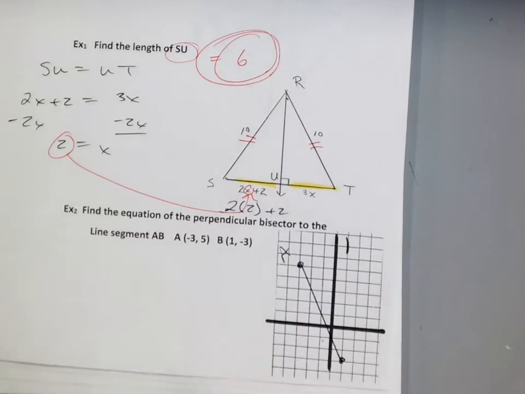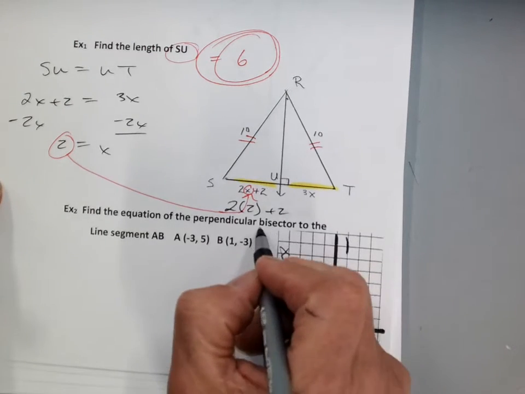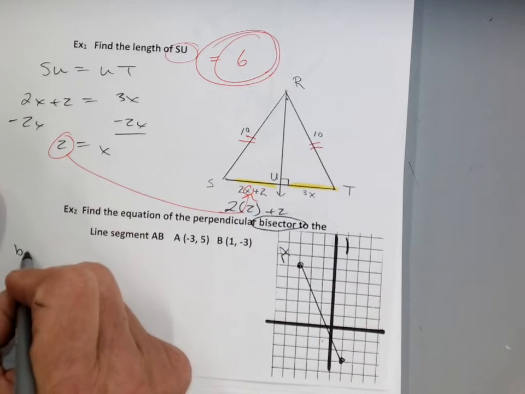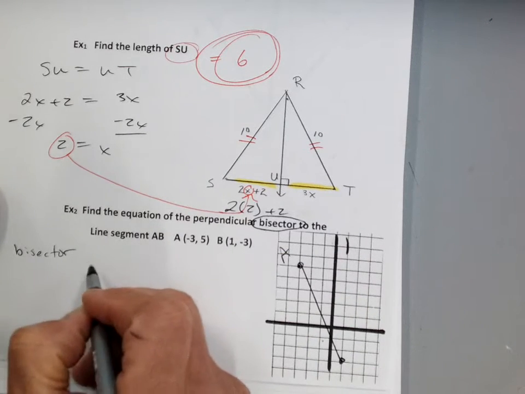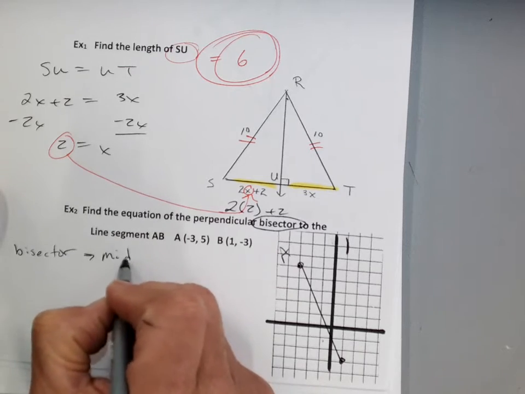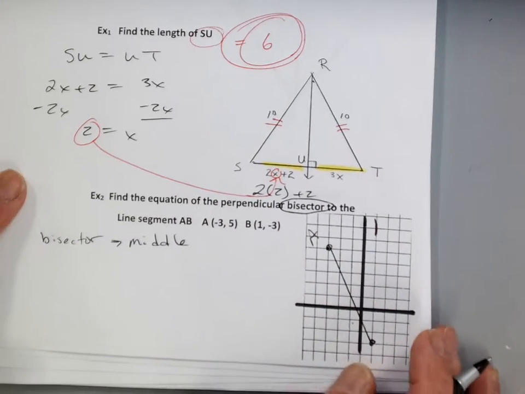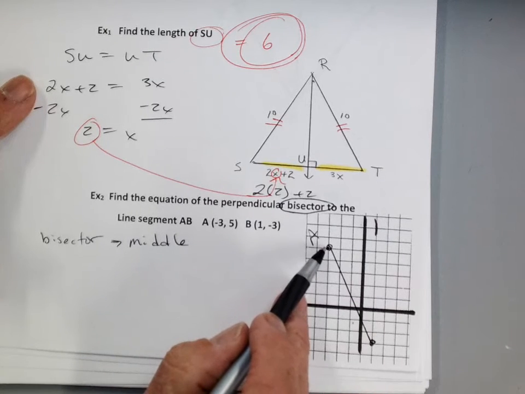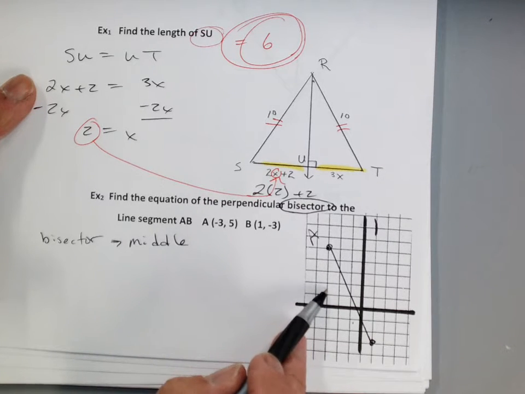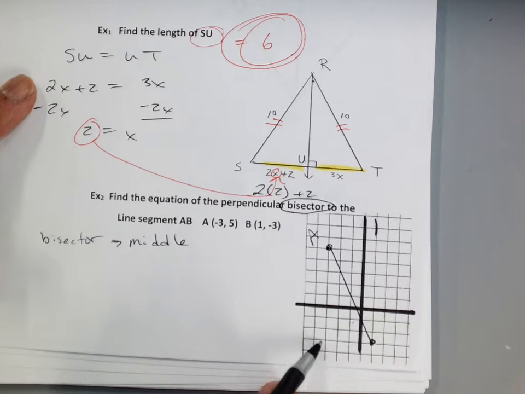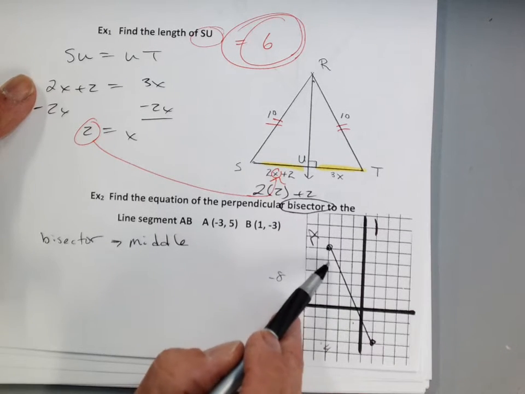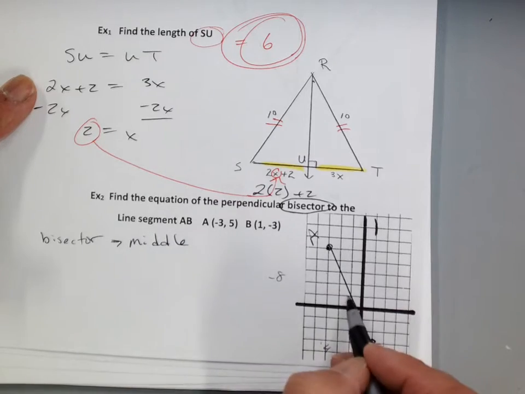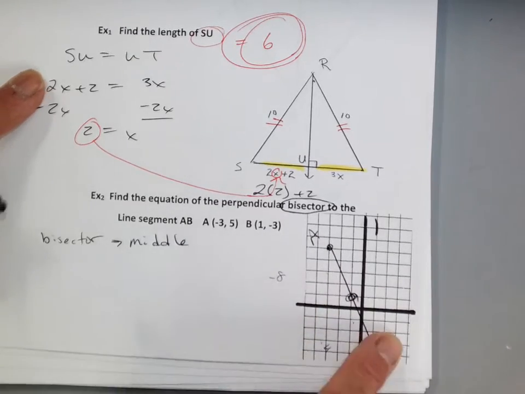Now let's think about this. What does the word perpendicular bisector mean? First of all, bisector. I know that bisector is like cutting it in half, so let's find the middle, the midpoint. Well, that's easy. Let me count: down 8, over 4. Let's go half of it: 1, 2, 3, 4 down, and 1, 2 over. That's got to be the middle. Do you see how that's right in the middle? So I've got the bisector.